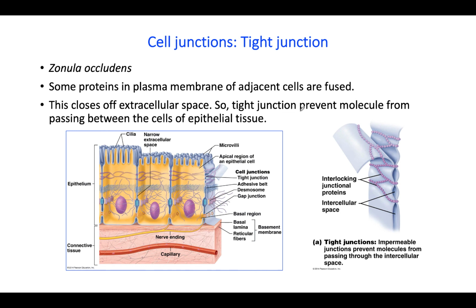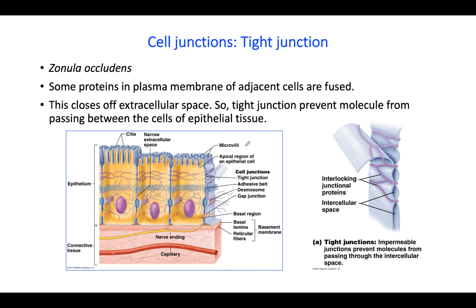Therefore, tight junction prevents any molecule from passing between the cells of epithelial tissue. So when two adjacent epithelial cells form a tight junction, there is no extracellular space between them, and the movement of substances through the extracellular space between the cells is blocked. This enables the epithelia to act as a selective barrier. Tight junction can regulate what material crosses the epithelial layer.